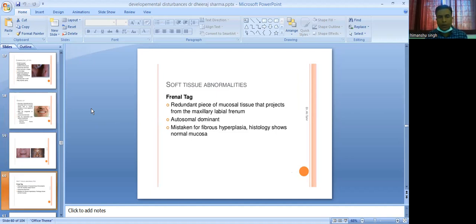Then we have frenulum tag. It is a rounded piece of mucosal tissue that projects from the maxillary labial frenum. Autosomal dominant. It may be mistaken for a fibroma, and biopsy shows normal mucosa.